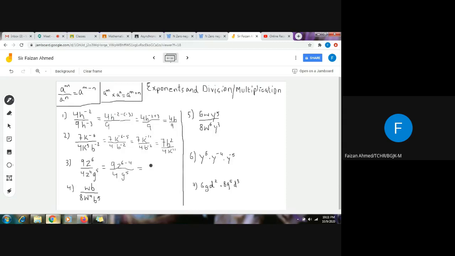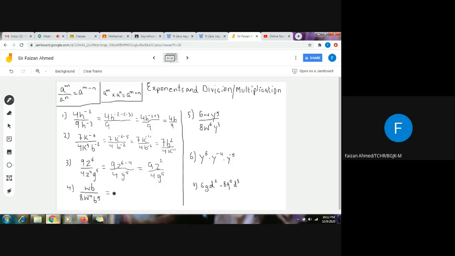So after simplifying, this will become 9z squared, 6 minus 4 is 2, upon 4g^5. So this is the answer, and the answer has all the positive exponents. So I will not solve it further. I will leave it over here.